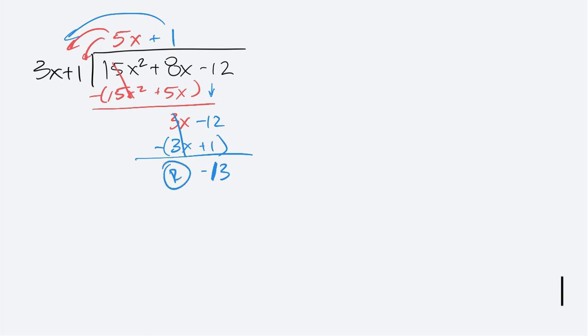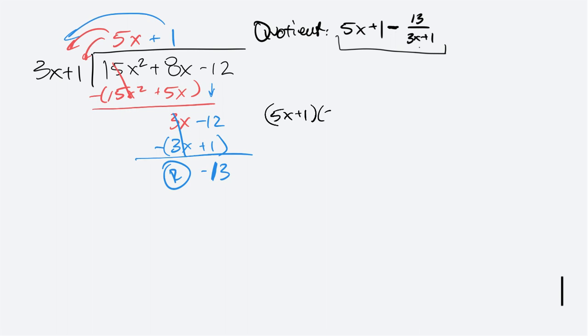And my quotient is 5x plus 1 plus, well, it's a negative, so let's just go right to minus 13 over 3x plus 1. This is not a polynomial because I have a variable in the denominator. So to write it as a polynomial, my quotient is 5x plus 1 times 3x plus 1, and then I'm adding my remainder, which is essentially just minus 13. This is a polynomial, and when I simplify and do that, I get this.